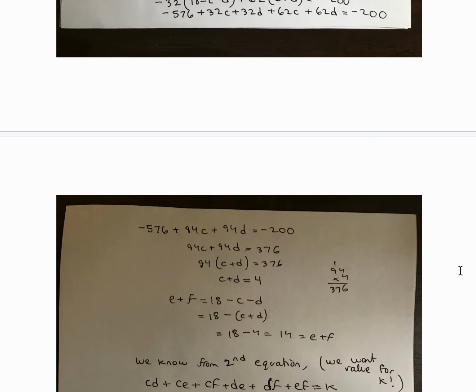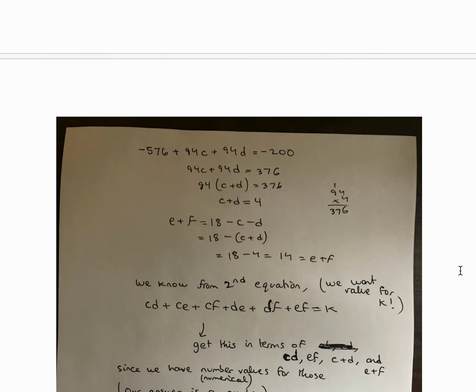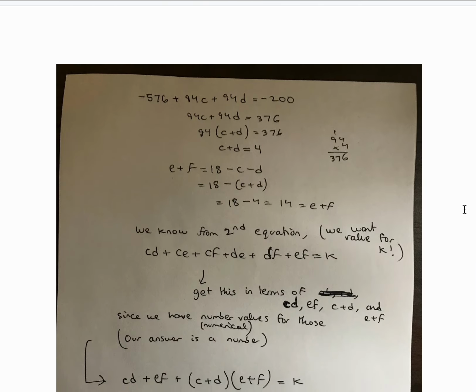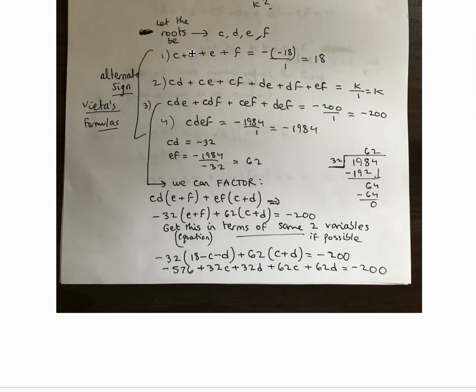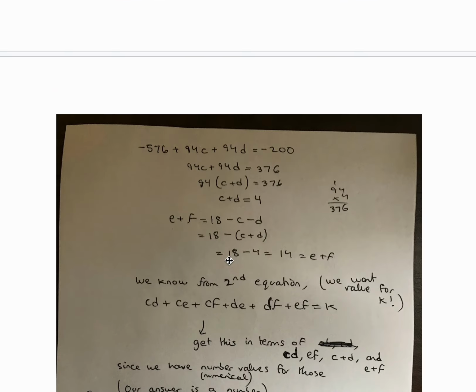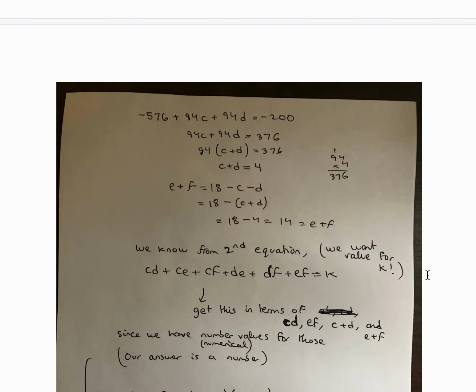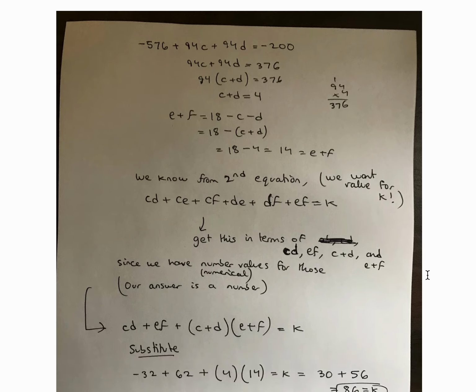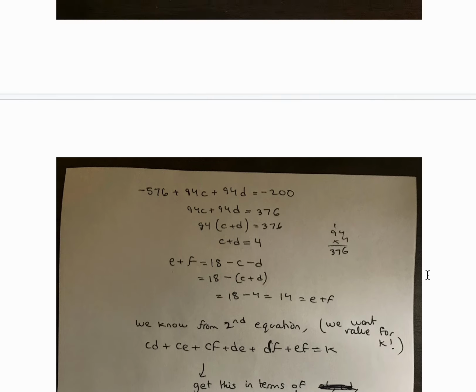And what I'm trying to solve for essentially here is C plus D, right? And from C plus D, I can also get E plus F, because remember, E plus F is equal to 18 minus C minus D. So I can get E plus F easily. And why I'm basically trying to solve for E plus F and C plus D is because ultimately, I'm trying to solve for K, right?